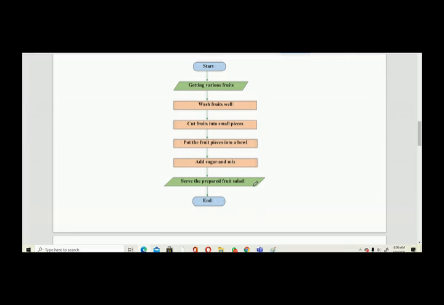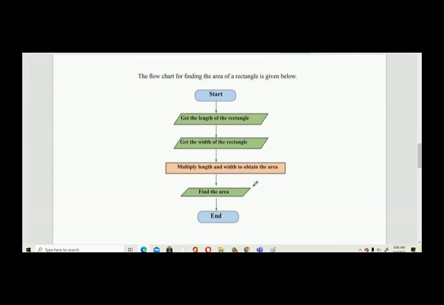Okay, so no need to write these down. And then we will write an example. We will write this one. Write the example. The flow chart for finding the area of a rectangle is given below. And then you have to draw this flow chart. Do it quickly.